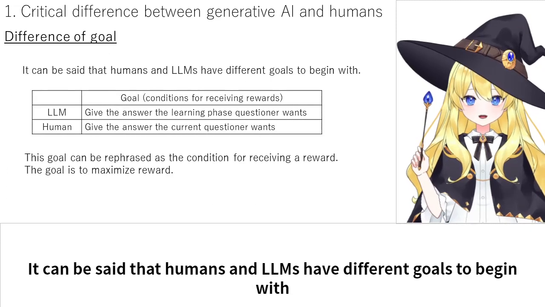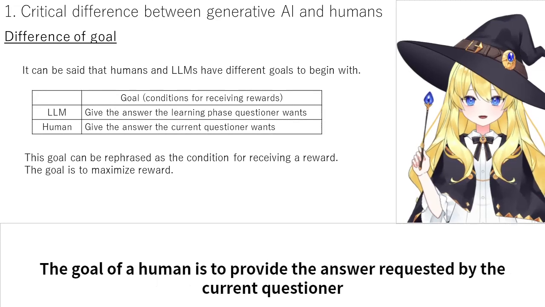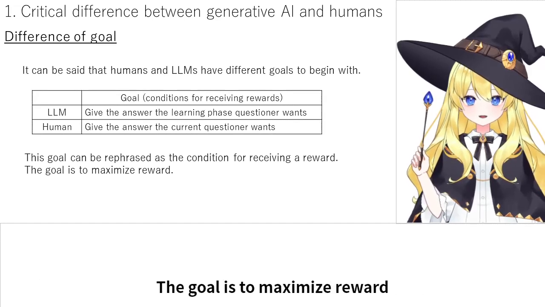It can be said that humans and LLMs have different goals to begin with. The goal of an LLM is to provide the answer requested by the questioner in the learning phase. The goal of a human is to provide the answer requested by the current questioner. This goal can be rephrased as the condition for receiving a reward. The goal is to maximize reward.